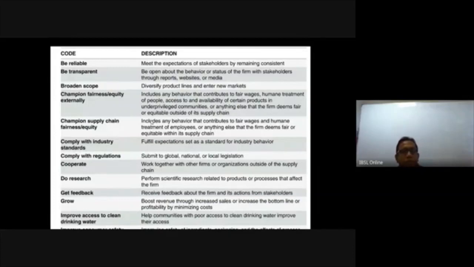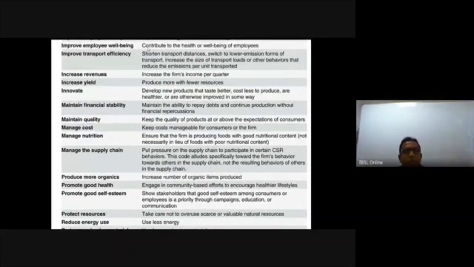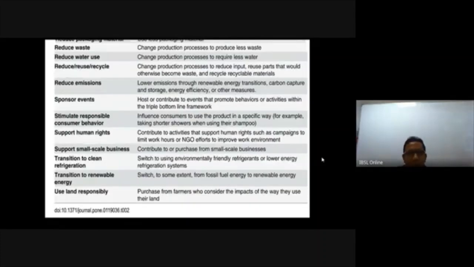And then also be reliable as an organization, be transparent, champion fairness, equity, champion supply chain fairness, comply with industry standards, comply with regulations. Improve employee well-being, improve transport efficiency, increase revenue. So there are many activities that come under this triple bottom line concept.